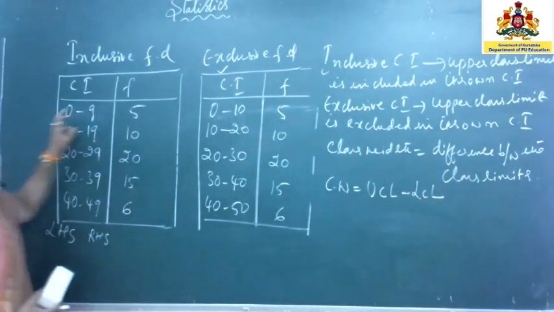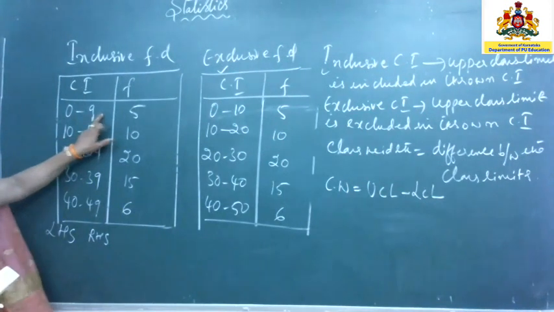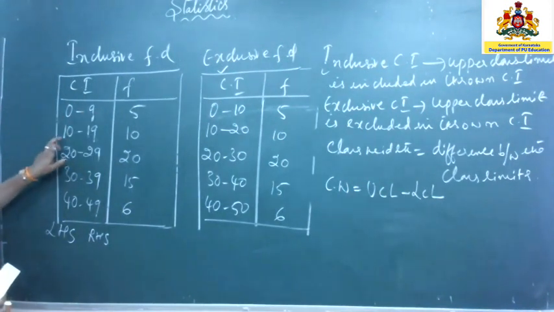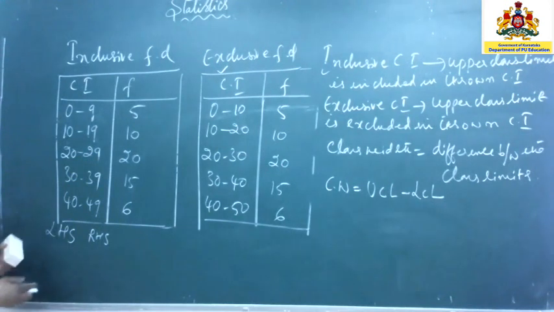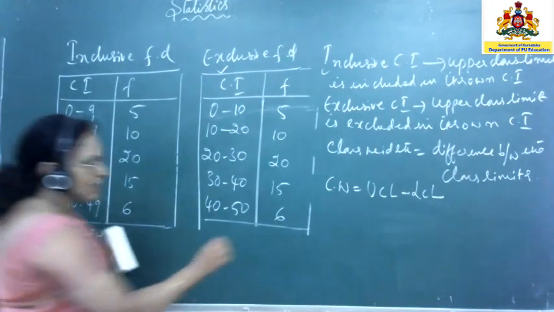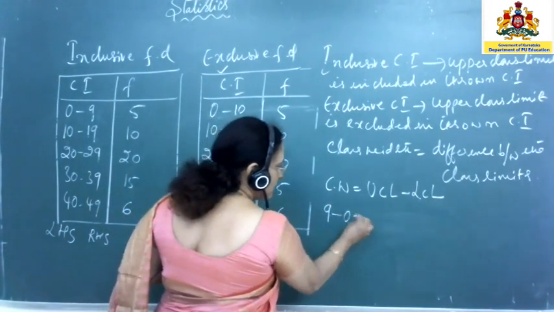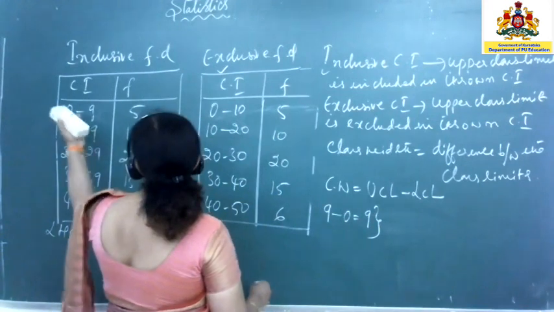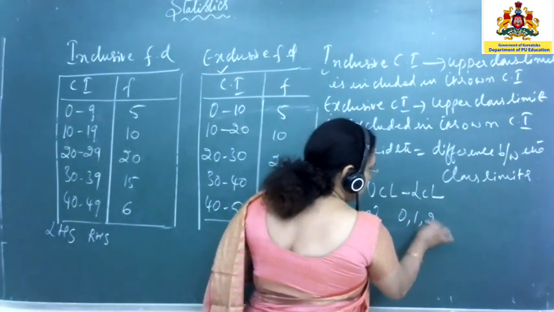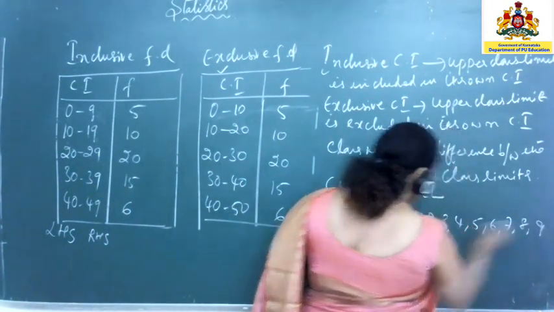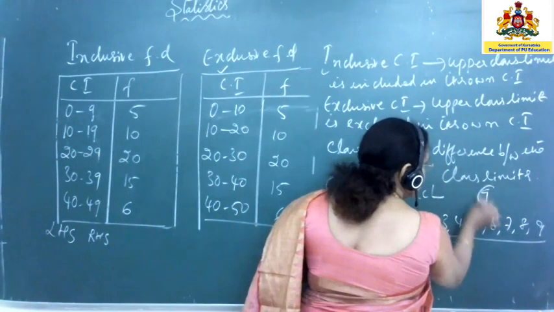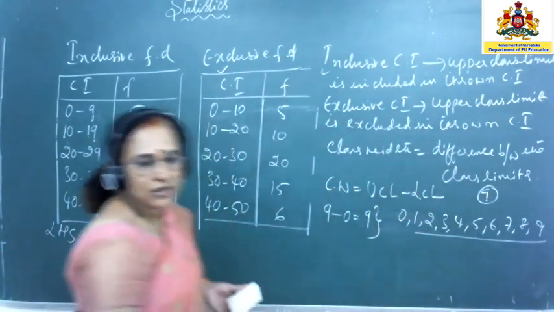If you take here, this is the lower limit, this is the upper limit. So 9 minus 0, 9. Next you have 19 minus 10, this is 9. 29 minus 20, this is 9. The only thing you have to remember is, when it comes to inclusive class intervals, you will have one number more than that. Suppose 9 minus 0, what is the value? It is 9. But what are the numbers you are including? 0, 1, 2, 3, 4, 5, 6, 7, 8, 9. Now you see from 1 to 9 it is 9 numbers. Along with 9 you are including 0 also.